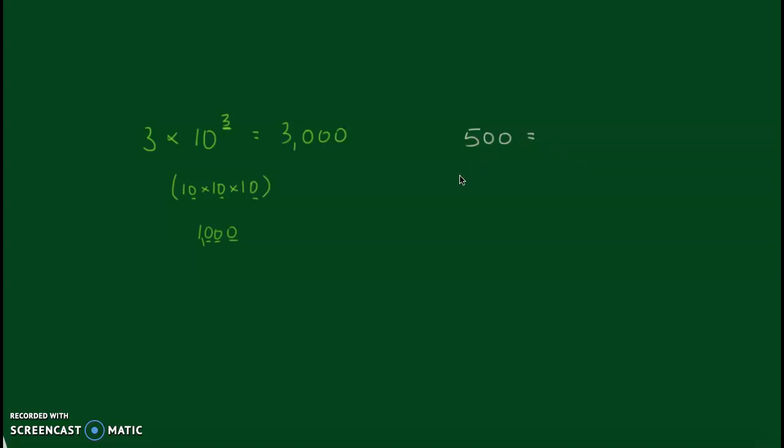So we know that 500 is the same as 5 times 100, and 100 we know is 10 times 10, and 10 times 10 can be written as 10 to the second. So for exponential notation, 500 is 5 times 100. We could write that as 5 times 10 to the second.